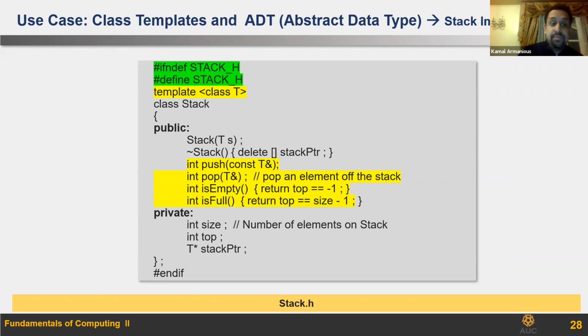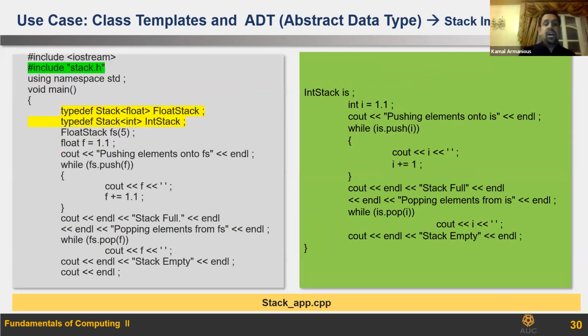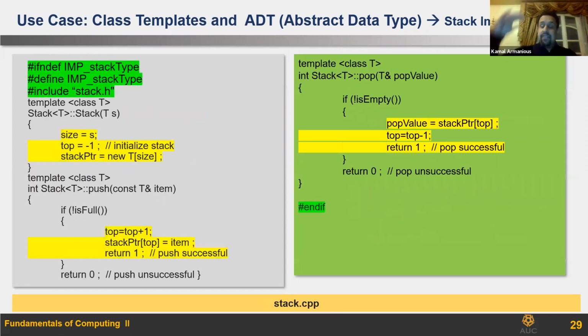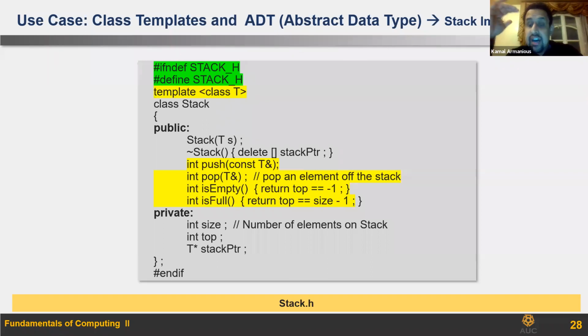And then from the main, if I want to have a stack of float, which means that all the functions that exist will operate on float numbers, then I define a float stack. If I want a stack of integers, then I define an integer stack. If I want a stack of double, I define a stack of double. So I have one class that is generic.